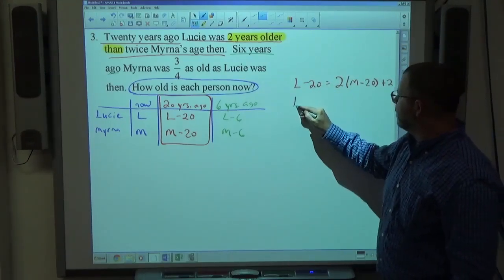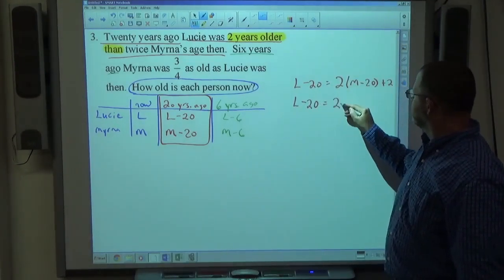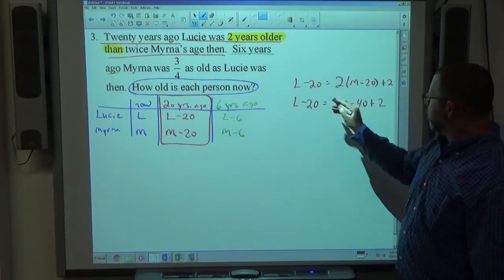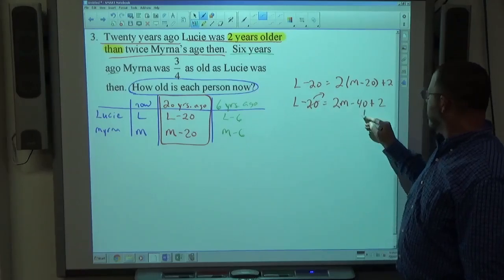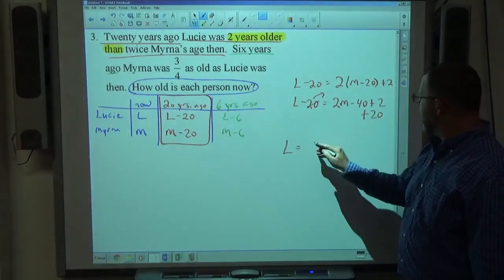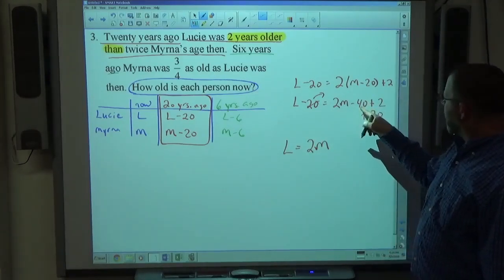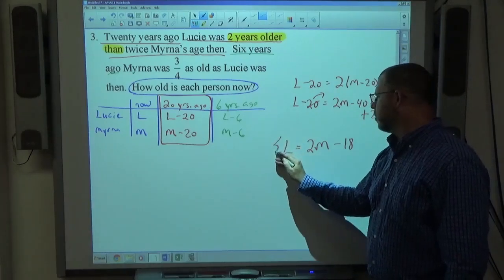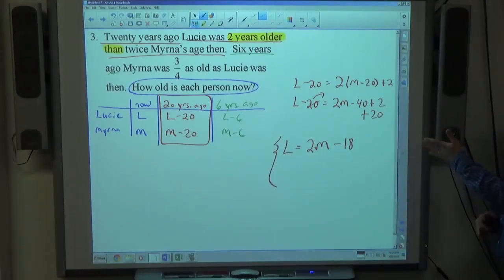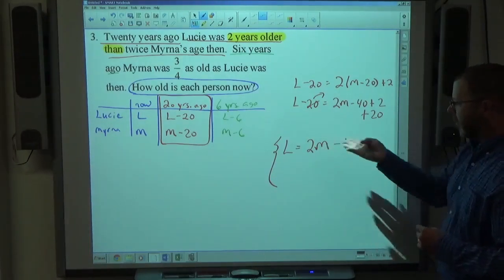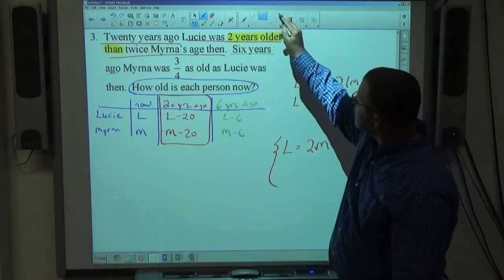If I distribute, I get that. I'm going to move the 20 over to this side, so plus 20. That just gives me L equals 2M. Minus 40 plus 20 is minus 20 plus 2 is minus 18. So there's equation number 1. It's in good substituting structure. L equals everything else. I like that. I could have just as easily gone L minus 2M equals negative 18. I'm going to go for substitution on this one though.